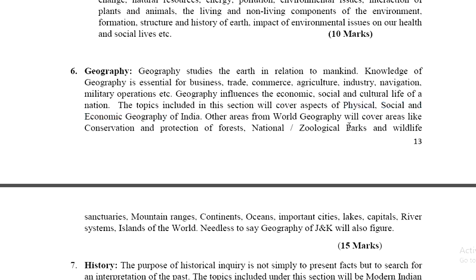So need not worry about this portion, because physical, social, and economic geography is known to us. Other world geography, you need to cover some of the topics: conservation and protection of forests, national and zoological parks and wildlife sanctuaries, mountain ranges, continents. You'll find these things in any general knowledge book. And if you want to read thoroughly about it, just go to Google and type the word, and just read the first couple of lines from Wikipedia. That's enough for this exam. So it carries 15 marks, and emphasis should be on this because 15 means a lot.